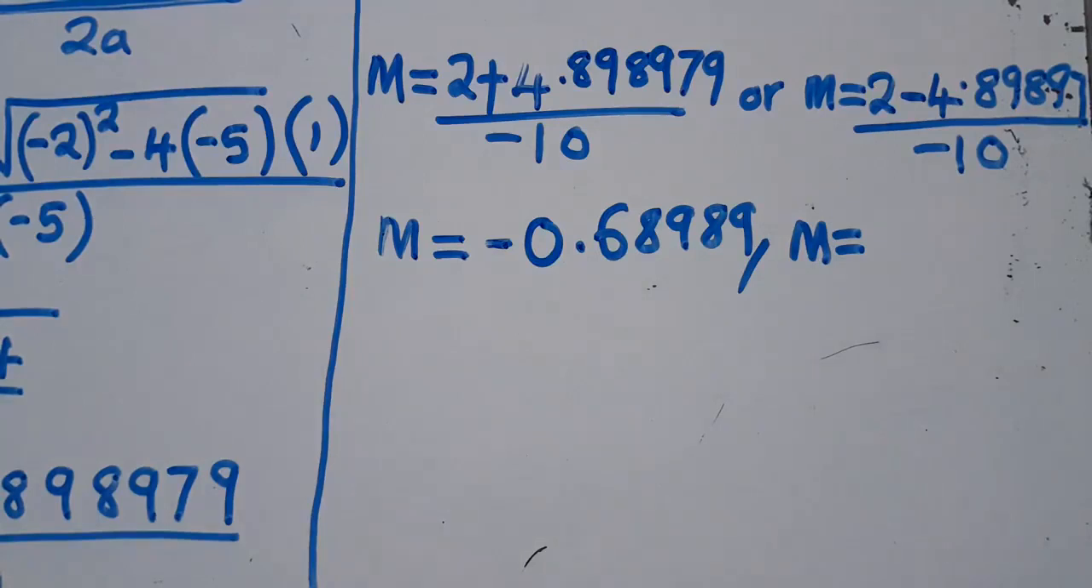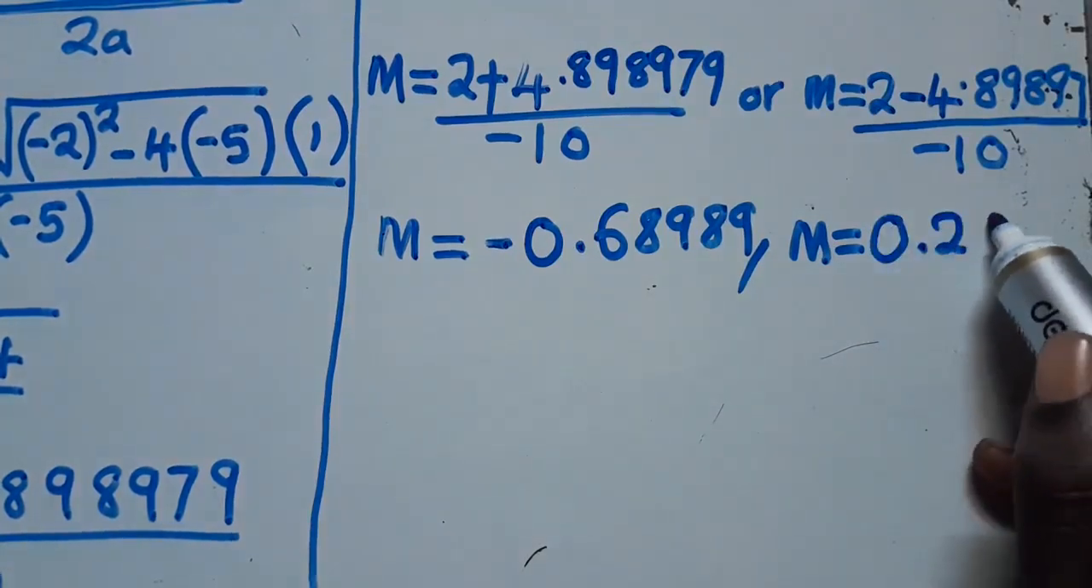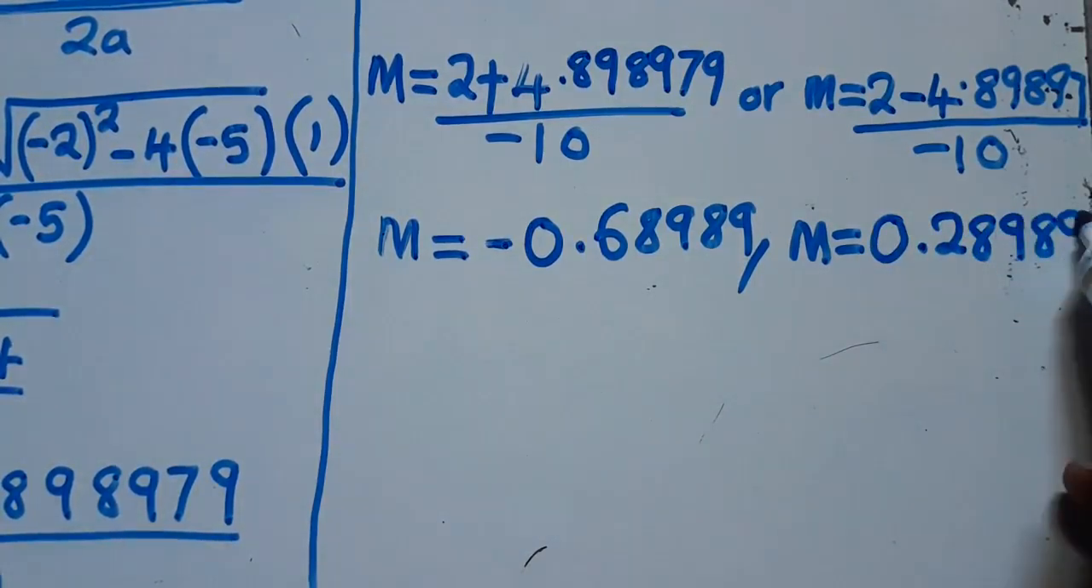2.898979. Don't divide everything at the same time. You get the long answer. The same way I'm dividing, that's the same way you need to divide. Then after seeing the answer, say divide by negative 10. What answer are you getting? We are getting 0.28989, like that. That's the answer we are getting.